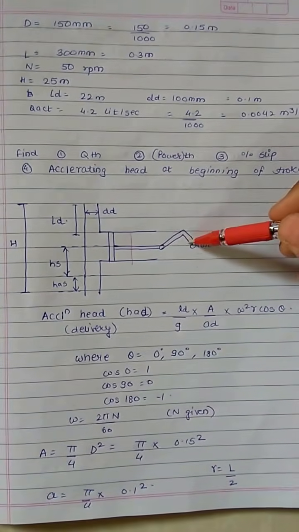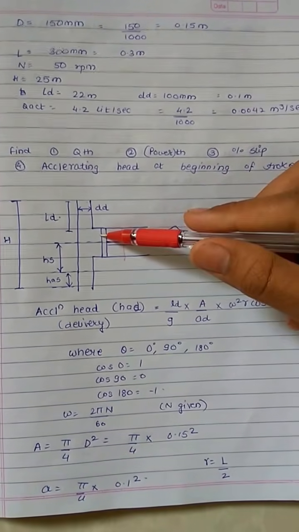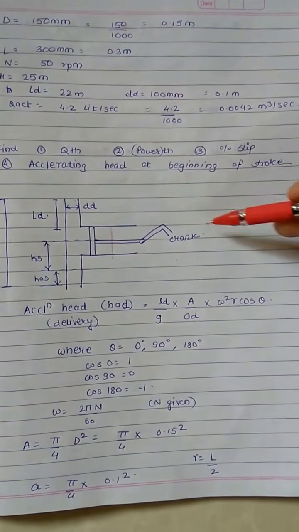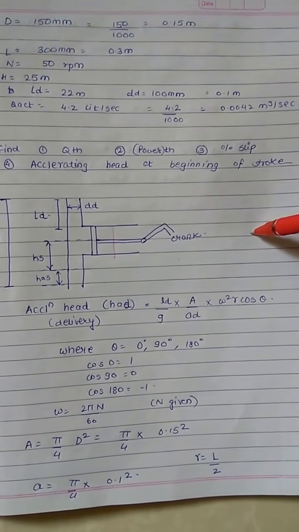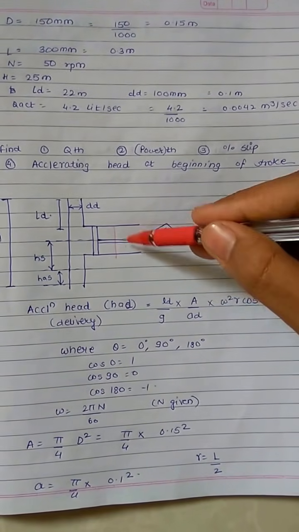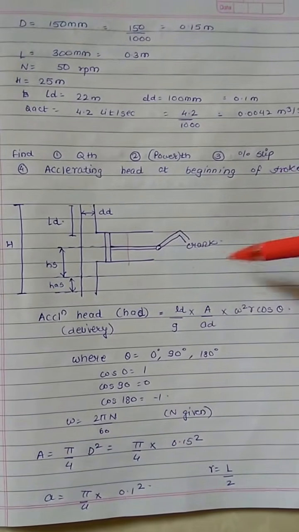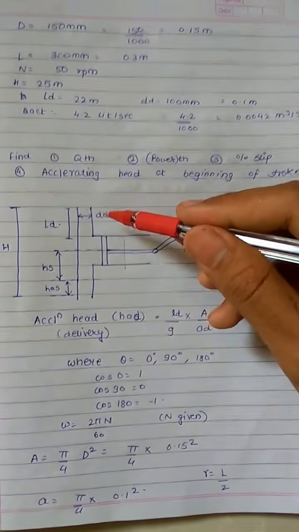So we have to find out acceleration head. Now the crank rotates from 0 degree, that is the outwardmost center, to the inwardmost center, that is 180 degree, passing through 90 degree. These are the 3 positions for the crank, and the cycle completes. In this way the crank rotates, the pump reciprocates, and water is lifted.